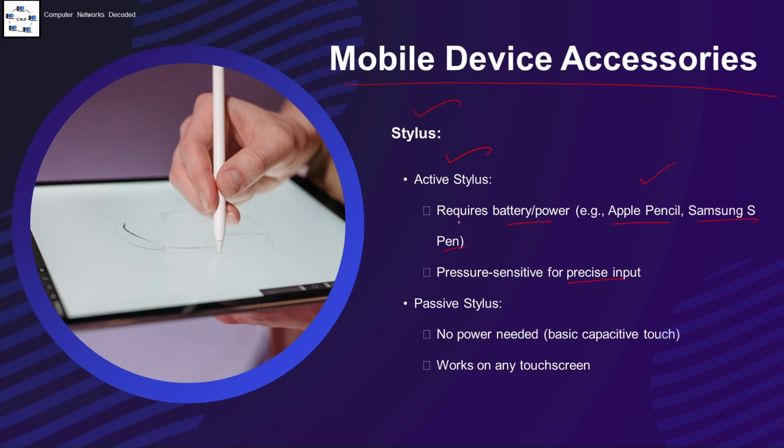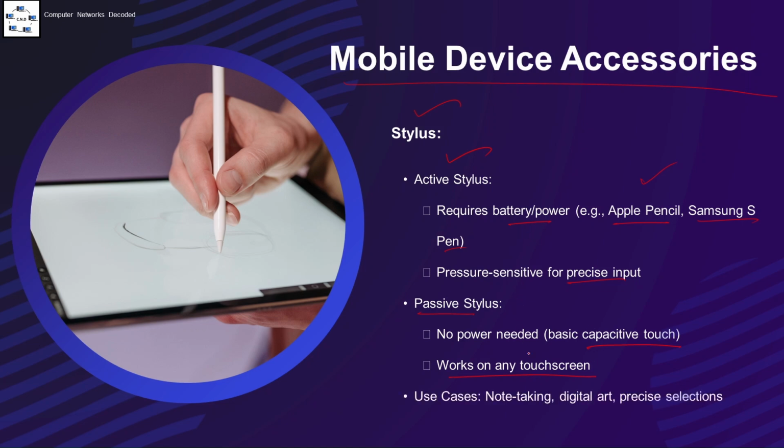The second stylus type is the passive stylus. So this one does not need any power and it uses capacitive touch. So this stylus that I am using right now, this is basically a capacitive, or you can say passive stylus, because it does not need any battery or power to work. So this one, the passive stylus, basically works on any touch screen.